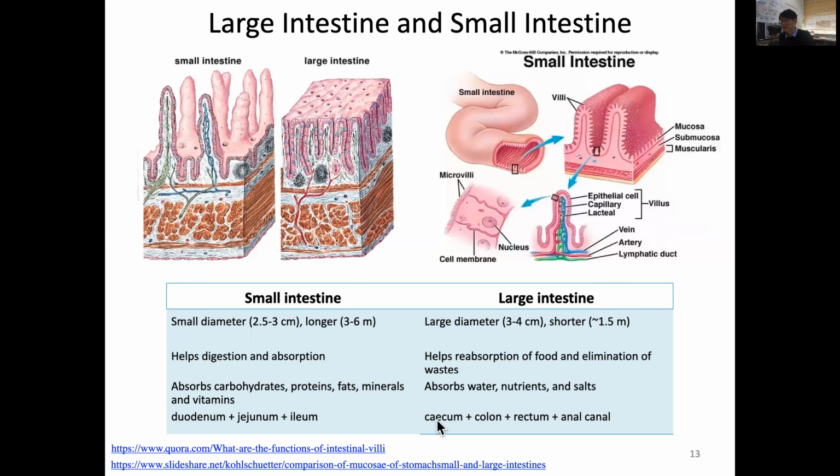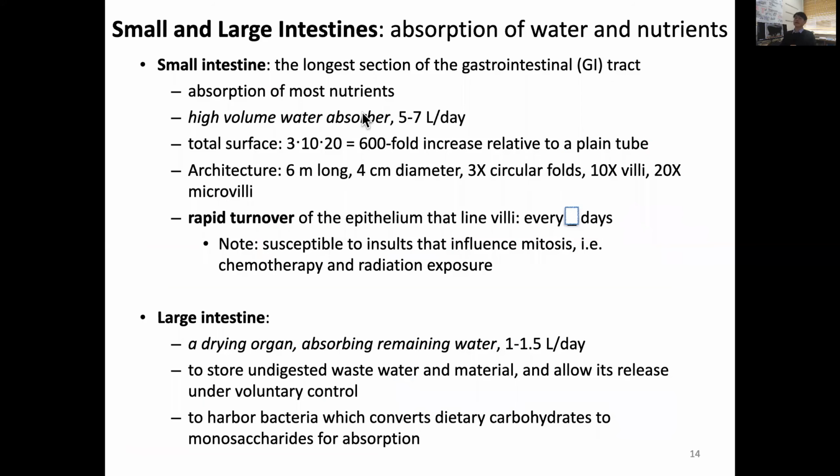The spelling is English, but American English has cecum, C-E-C-U-M, plus the colon. The colon is composed of the ascending, transverse, and descending colon. And that connects to the rectum and also the anal canal. So let's review the small and large intestine.